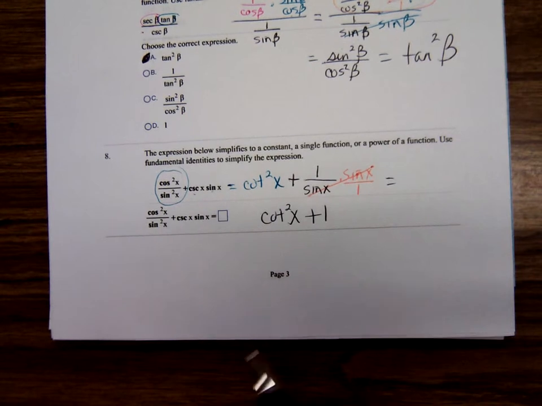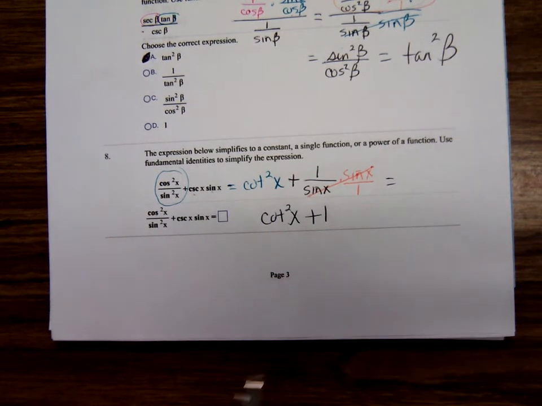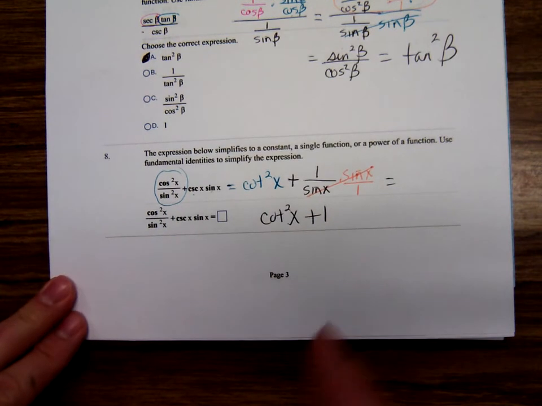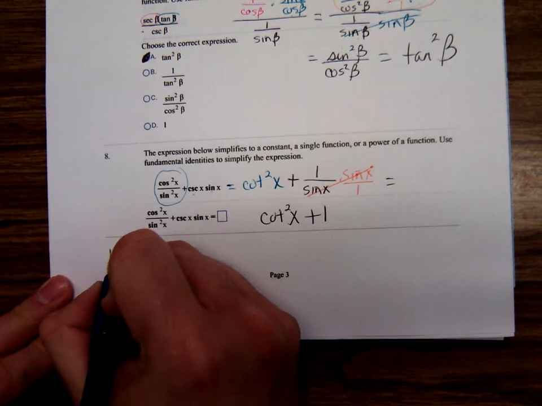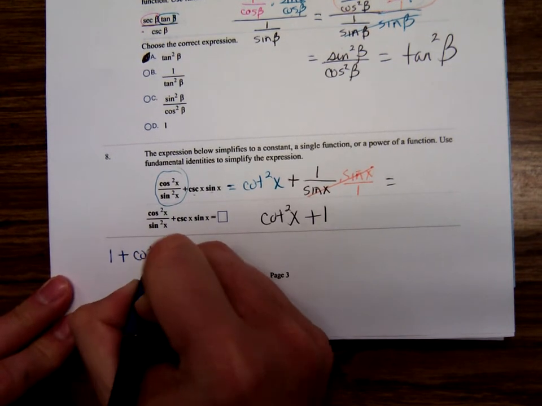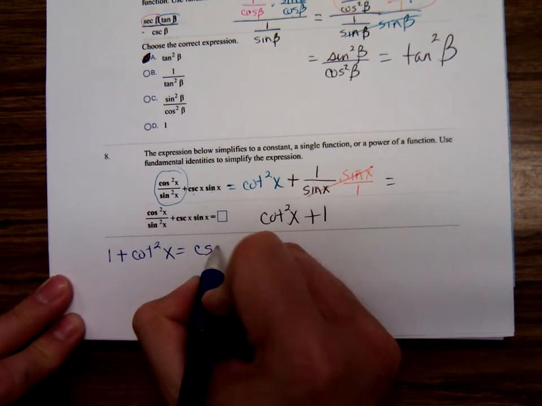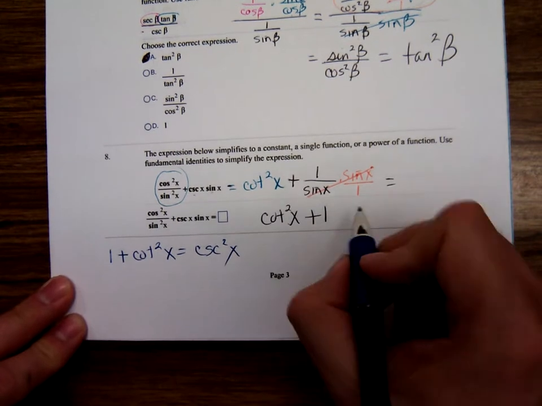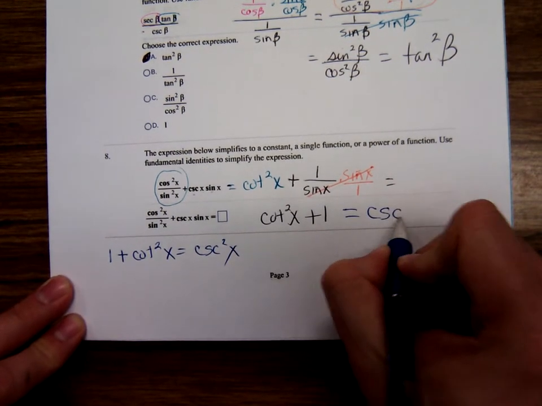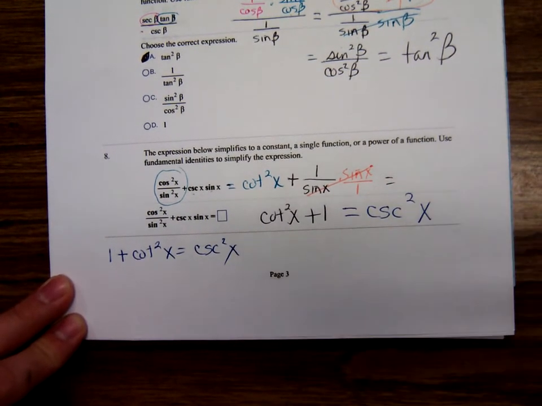Does that bring something to mind? A Pythagorean identity? What's the Pythagorean identity that has a 1 and a cotangent in it? Did y'all hear that? Cosecant squared x. So, cosecant squared x.